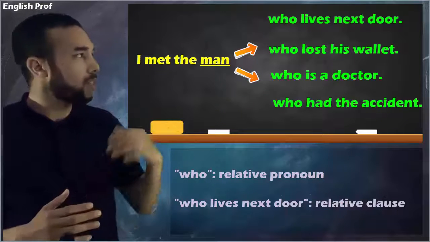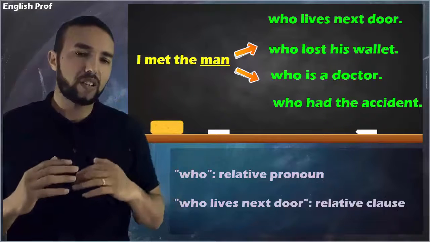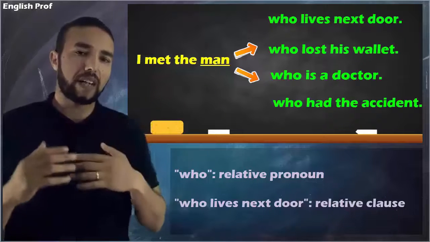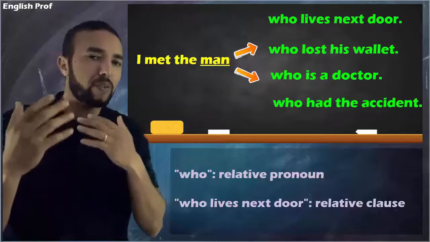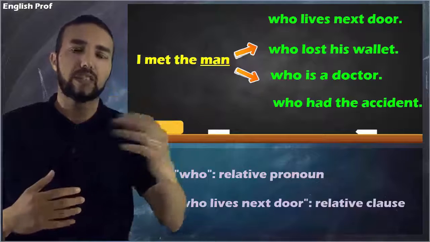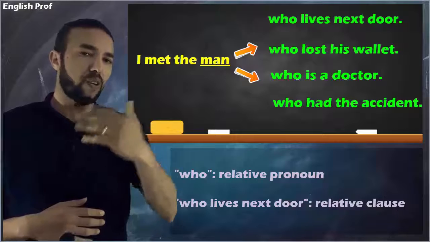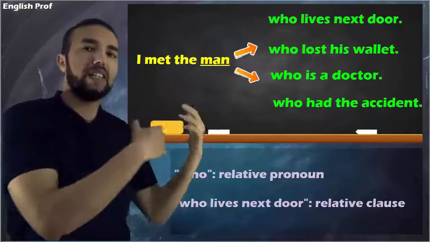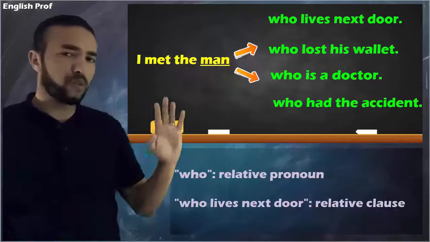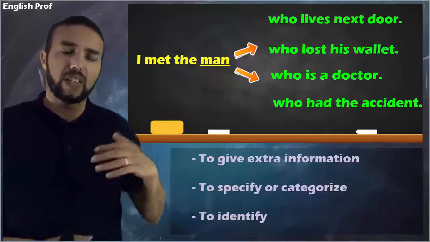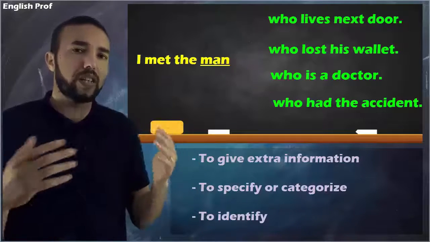Relative clauses. So I want you to focus more on the meaning, on the situation. So when you say, I met someone, I met a man, I met some people, you have to give information. We use who. Who lives next door, who had an accident, who speaks English fluently. You could give as many examples as possible using who. And the purpose, of course, is to give information, to categorize or specify the person, which person is meant.